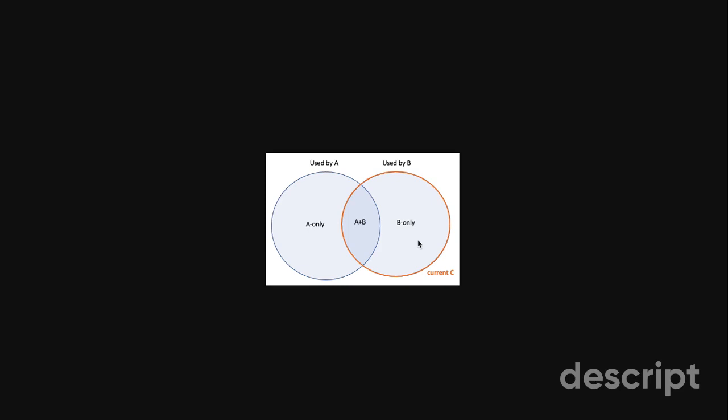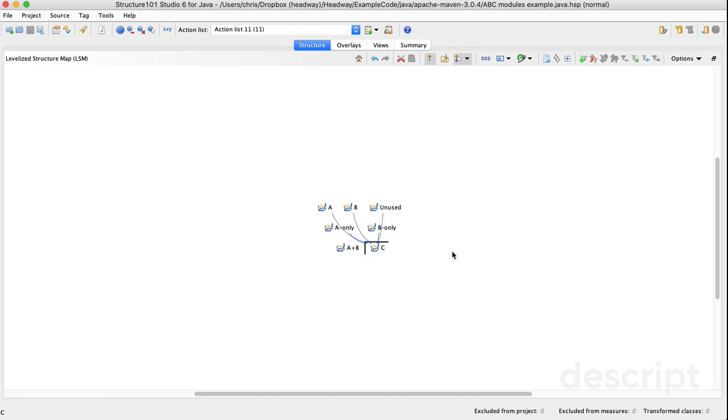Now, having removed the B only subset from C, all that remains is the classes that are used by both A and B. So in principle, we could just change the name of module C to be A plus B, but in practice, it turns out a bit easier to extract the classes from the original C module and paste them into the new A plus B module. This will save us having to tidy up empty packages from C. So I'll go ahead and do that.